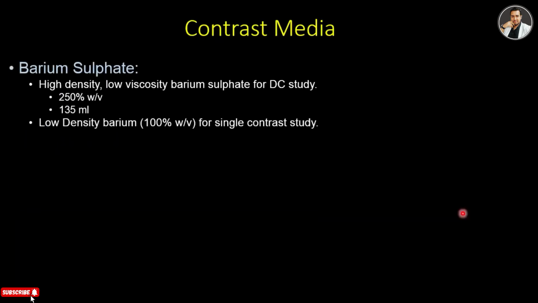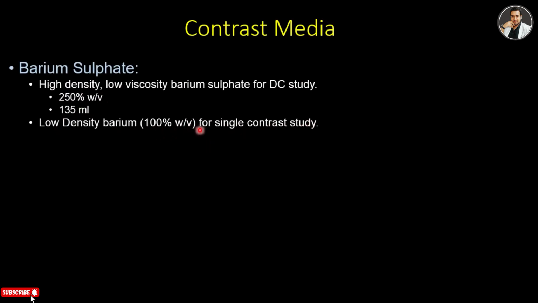So go to the next slide, and it's the contrast media. What types of contrast media are used in the barium meal study? The first one is barium sulfate, and for double contrast study, we have to use the high density barium sulfate, that is 250% weight per volume, and our total solution will be 135 ml. And then low density barium, that is 100% weight per volume, for single contrast study.